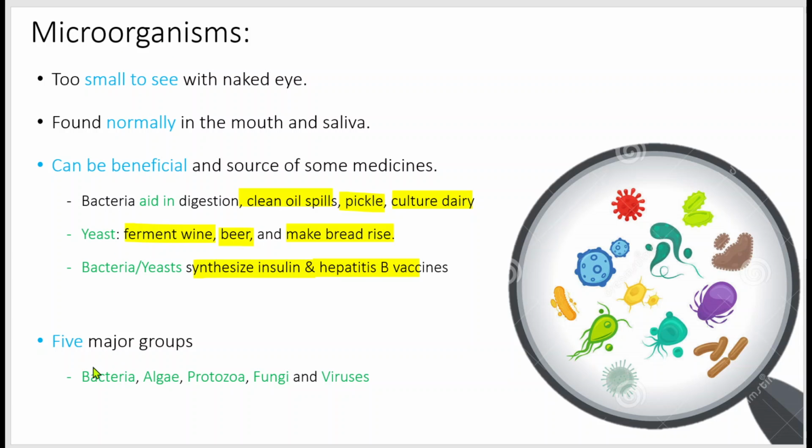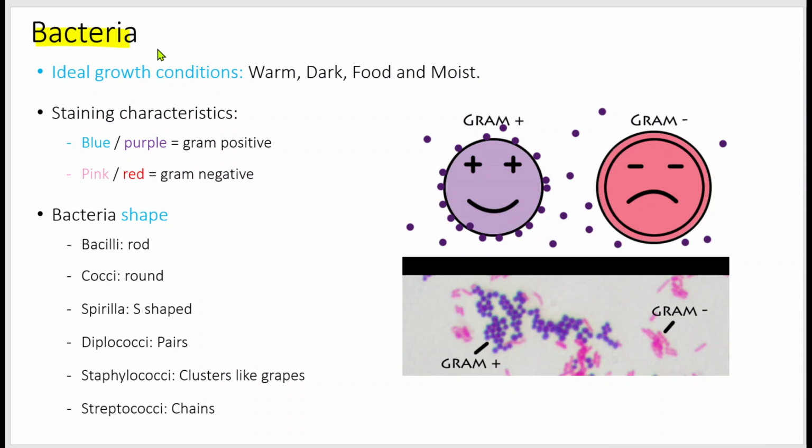We have five major groups. We'll be talking about bacteria, fungi, and viruses. So bacteria. The ideal growth conditions for bacteria would be warm, dark, some food and some moisture. These are the best conditions for bacteria to grow.